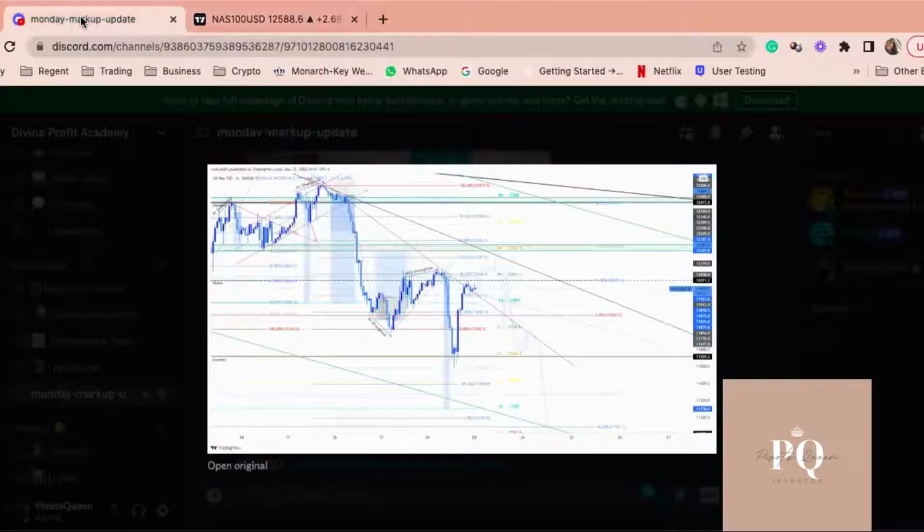So this was the chart that I sent on Monday in the Telegram group after I recorded Monday markups. If you're not in the Telegram, it will also be linked down below. But this is the chart that I shared, and this is what I was looking for: a bounce up to sell down, right?